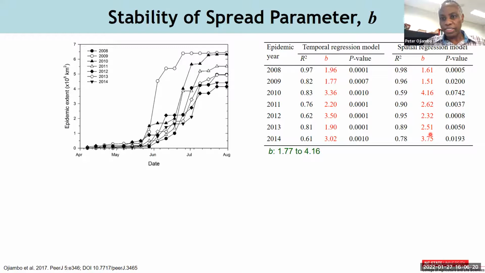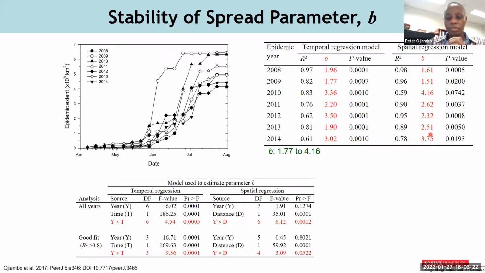So we did some very simple analysis to see if there was some consistency in the parameter itself. Just a very simple analysis of variance, where we took all the data of the years and looked at the interaction between the year and the time. If there's any interaction between year and time or year and distance, then it would tell you that the particular parameter is probably not stable. It's changing depending on the year of interest.